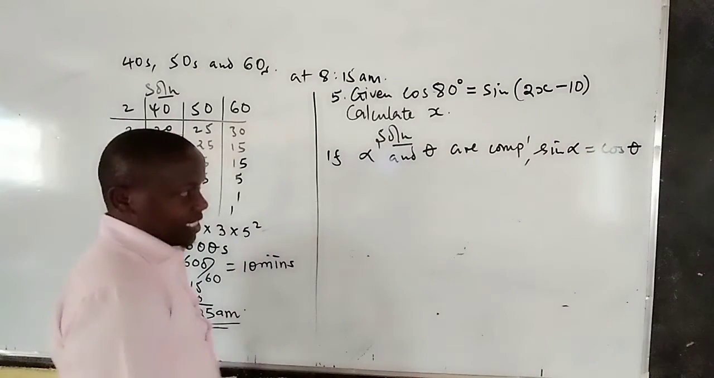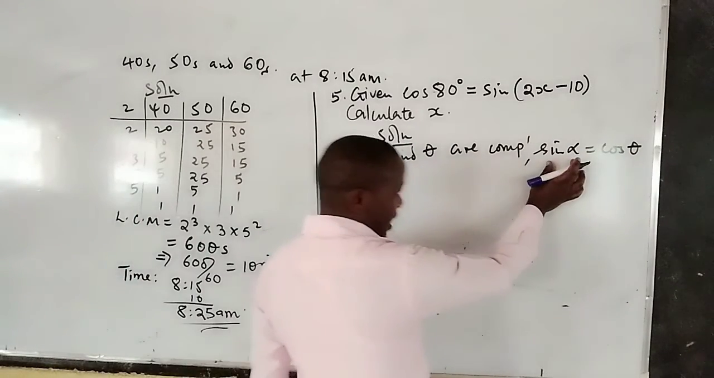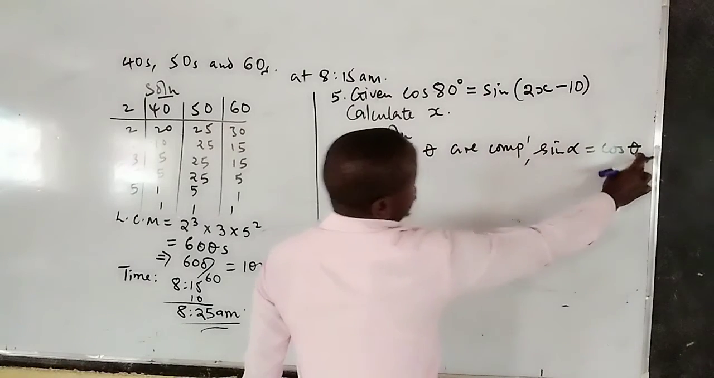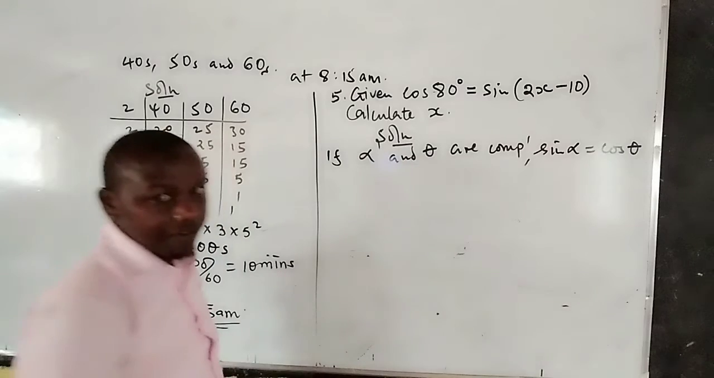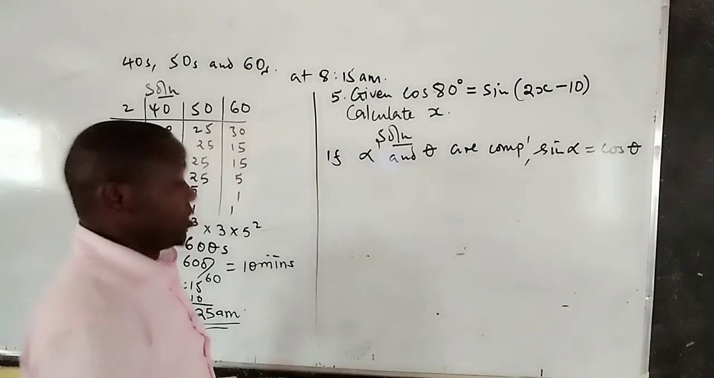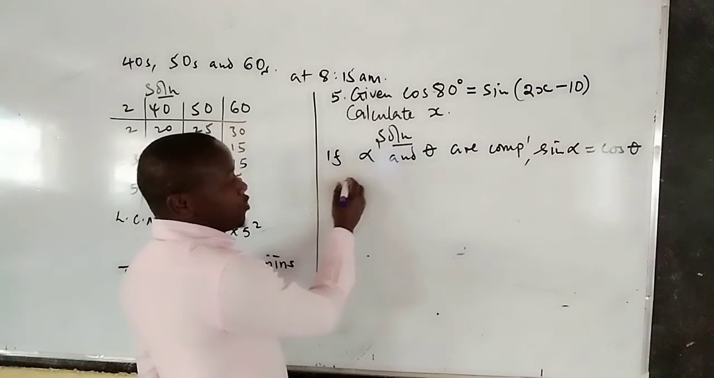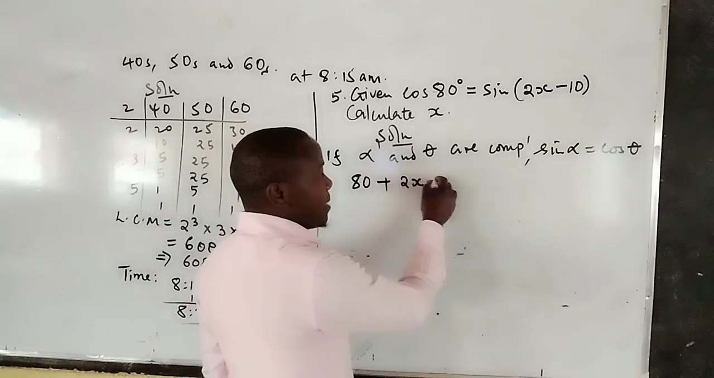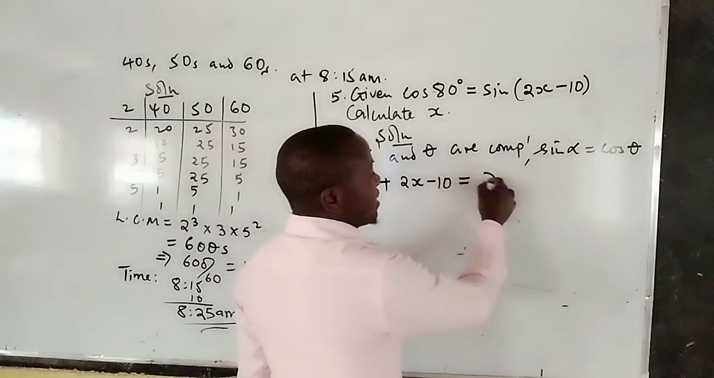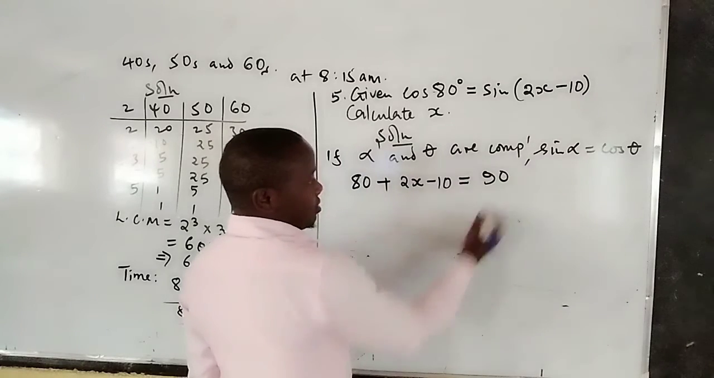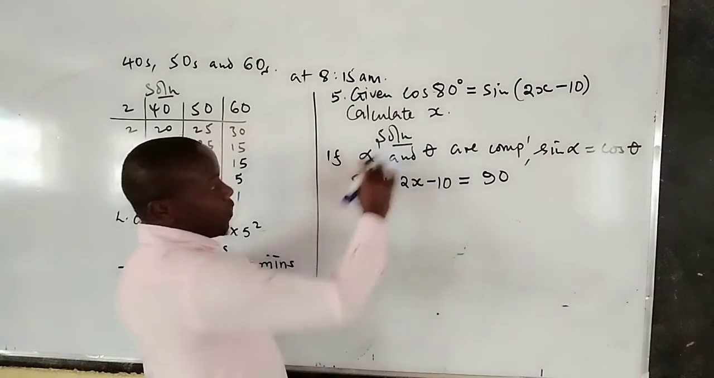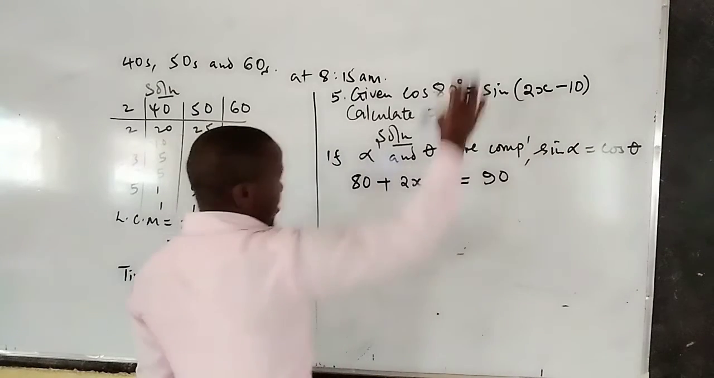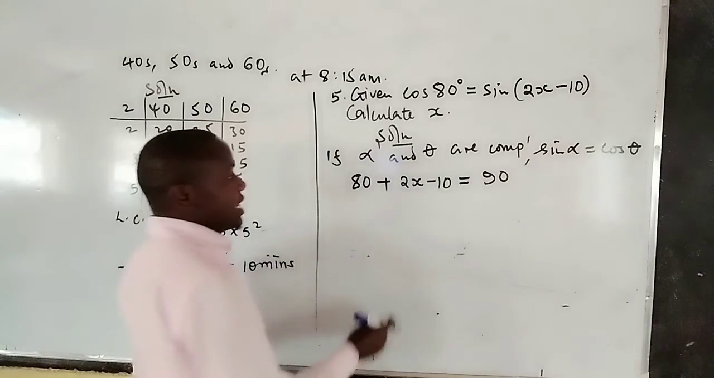Which means now, if the sine of one angle is equal to the cosine of another, then the two angles added give 90 degrees. So in this case, we will say 80 plus 2x minus 10 should give us 90. As long as the cosine of one is equal to the sine of the other, then the added angles should give us 90.